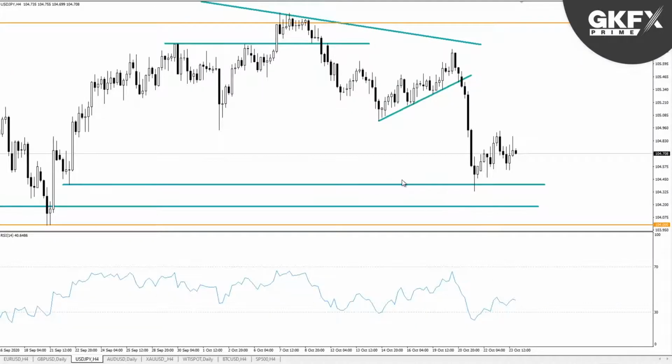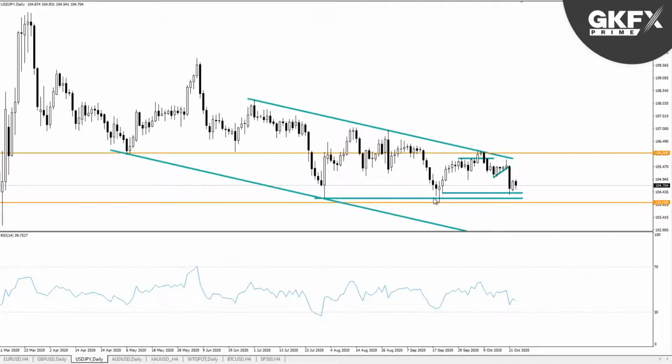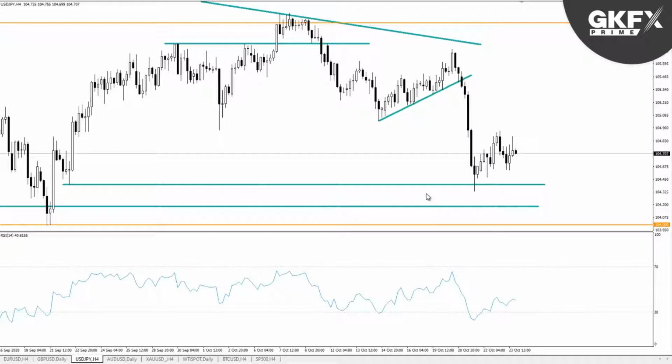Where did it stabilize? Well, we didn't get right back down to those significant daily lows. There was an interim low, which you can see there on the 4-hour chart, which was pretty much enough.